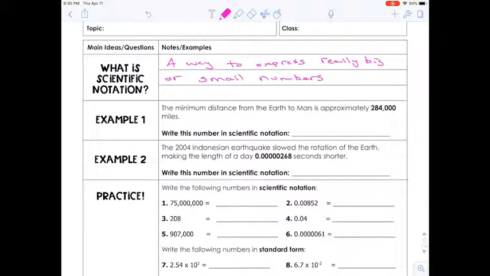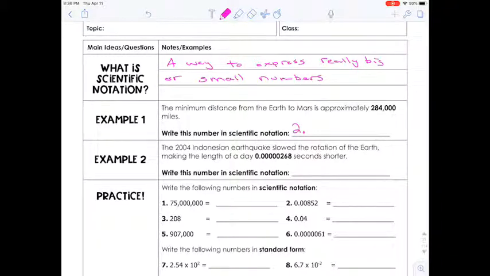Okay, so I think basic scientific notation we probably get, but it's some of the other stuff, when we're multiplying them together and dividing and stuff, that it gets a little more complicated. The minimum distance from Earth to Mars is 284,000 miles, right, in scientific notation. The whole thing with scientific notation is that you have to rewrite the number between 1 and 10.